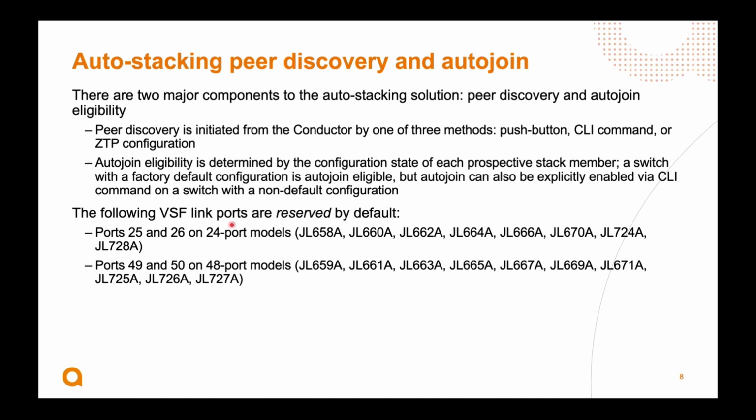So peer discovery, auto join eligibility, and going hand in hand with that, we have reserved 2 ports on every switch out of the box, starting with the 10.7 release, to be used for VSF links for the auto stacking methods. Those are ports 25 and 26 on 24 port models, and ports 49 and 50 on the 48 port models. So the first 2 SFP uplink ports on each switch are now reserved by default for VSF links.